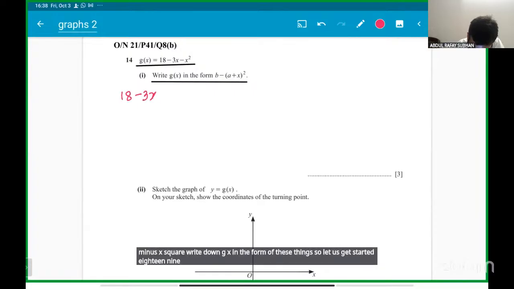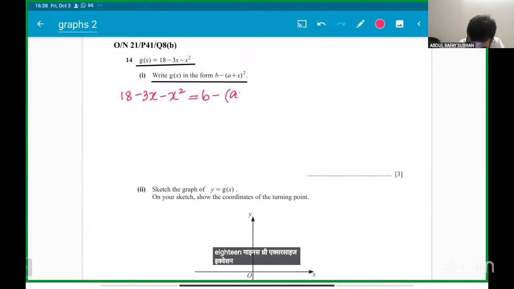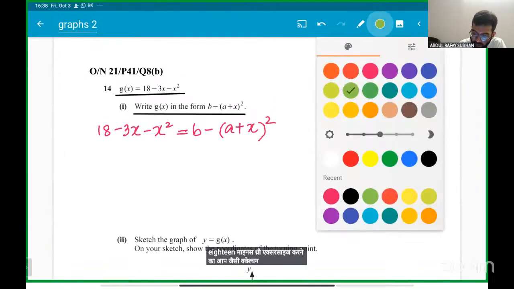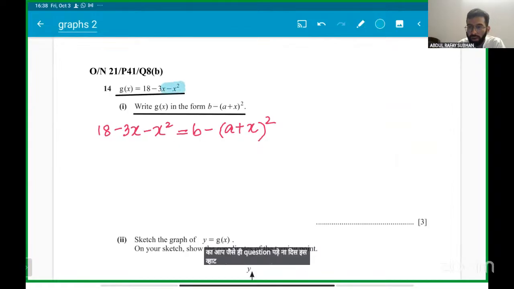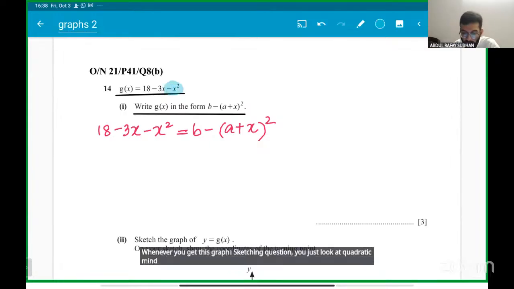18 minus 3x minus x square is a quadratic equation in the form b minus (a plus x) square. Read the question like this. This is what I want from all my students when you read the question. Exactly, replace with zero. Whenever you get this graph sketching question, you just look at the quadratic, minus x square.